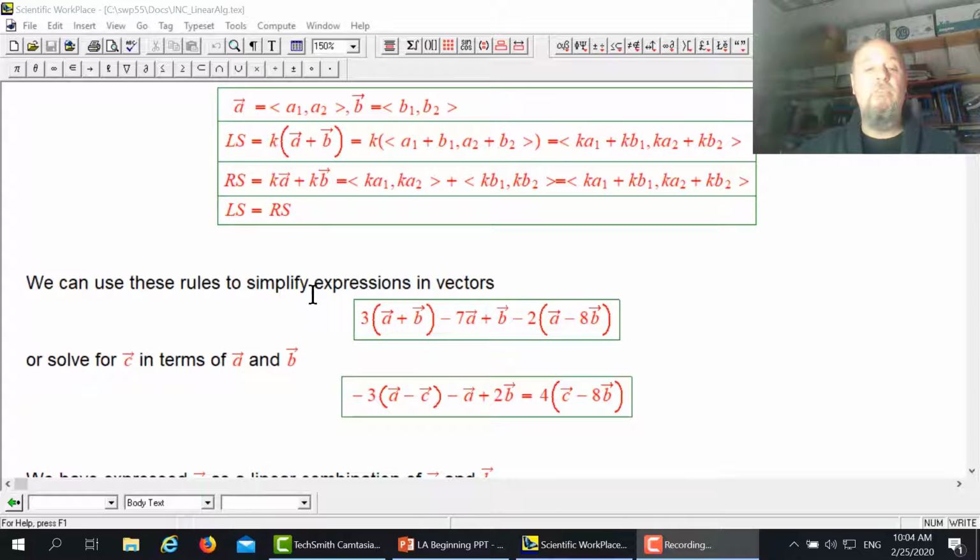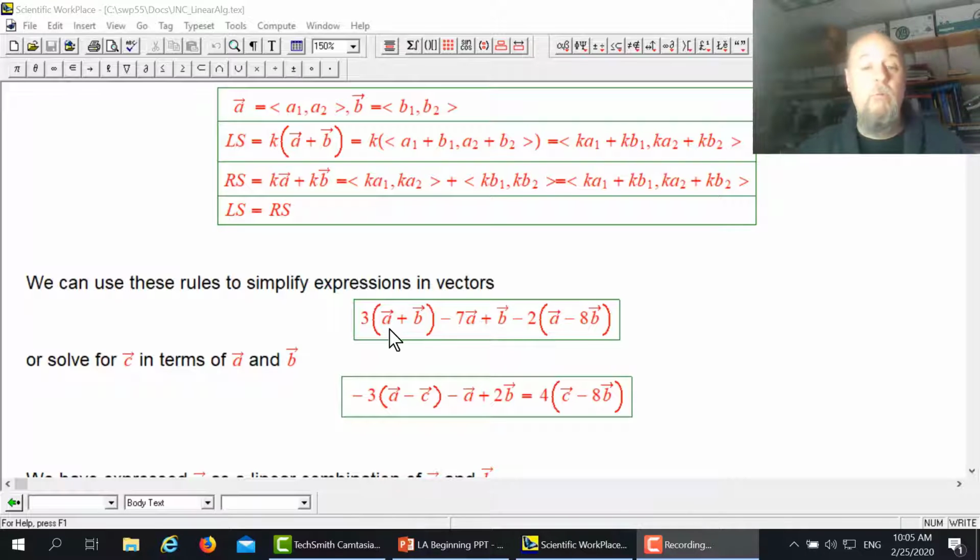So we can use these rules to simplify expressions. Here I've got 3 times vector a plus b, minus 7 vector a plus vector b, minus 2 times vector a and vector b. In all of these expressions, they're all a's and b's. Now if they were just regular a's and b's without the vector arrow on top, we could write it as some number of a plus some number of b. Well, that's exactly what we're going to do, but we're going to treat them as vectors.